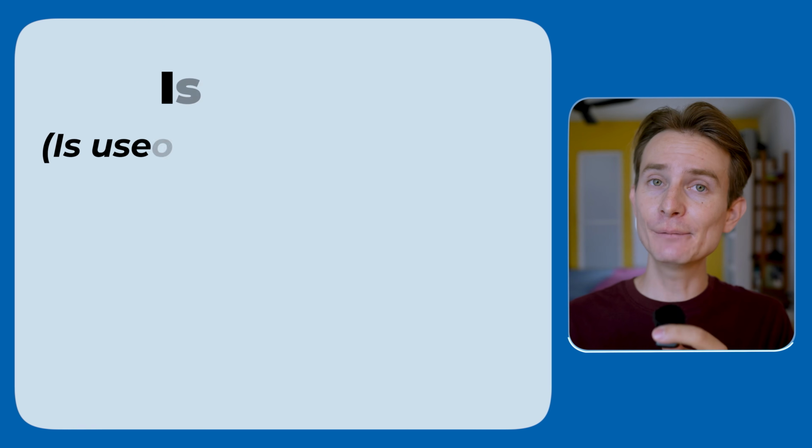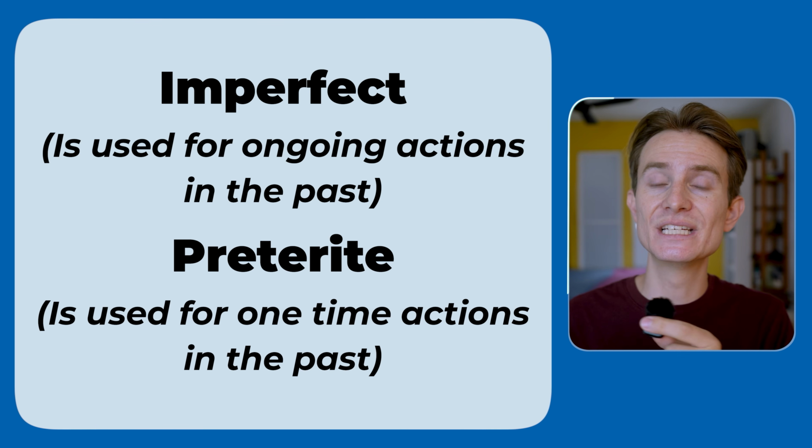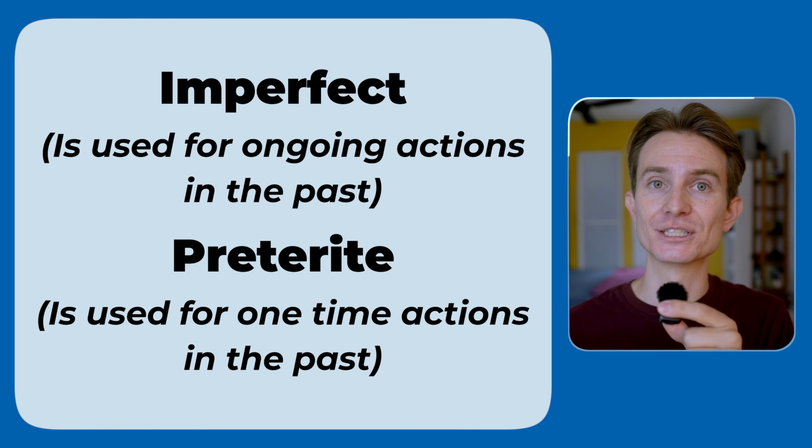Now let's take a look at the imperfect. Remember, the imperfect is used for ongoing actions in the past, whereas the preterite is used for one-time actions in the past.